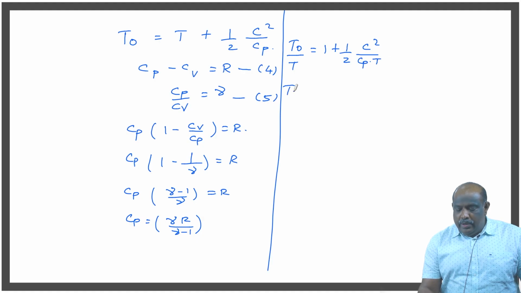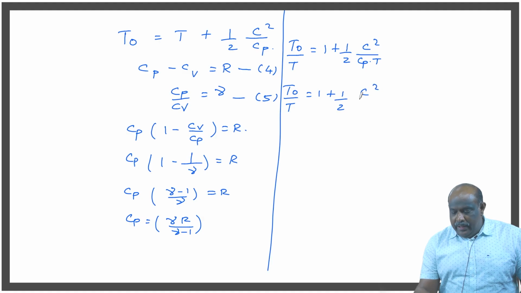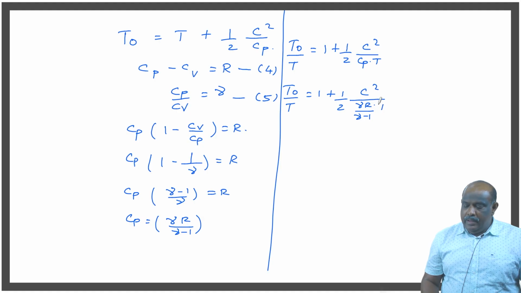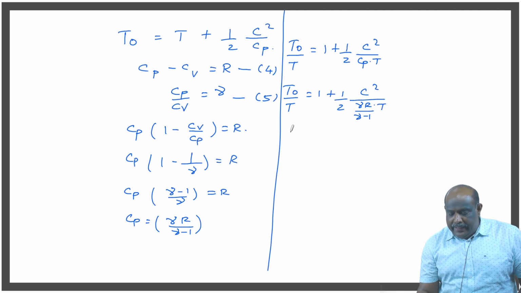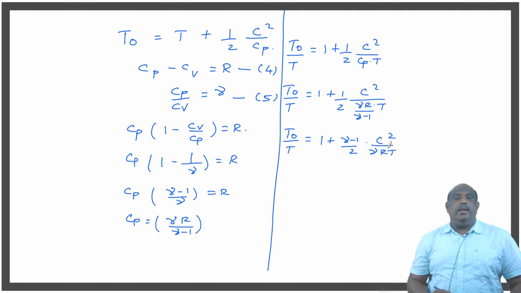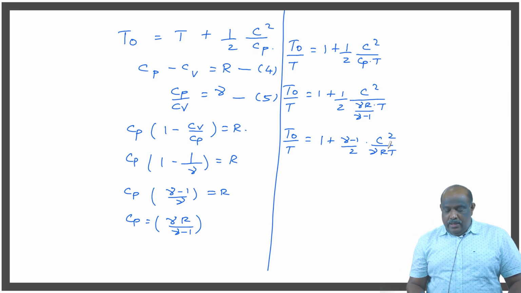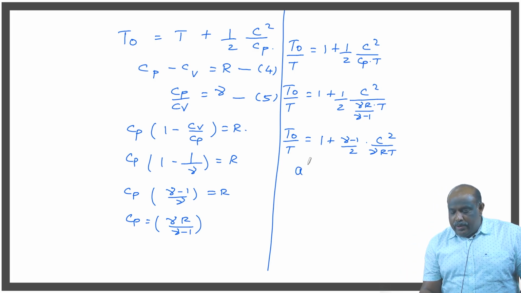Now try to substitute for Cp. What is Cp? Gamma R by gamma minus 1 into T. I can take this gamma minus 1 now to the numerator. So T naught by T will be equal to 1 plus gamma minus 1 by 2 into C squared by gamma RT. And here, students, you should know that A squared equals gamma RT, or A equals square root of gamma RT.